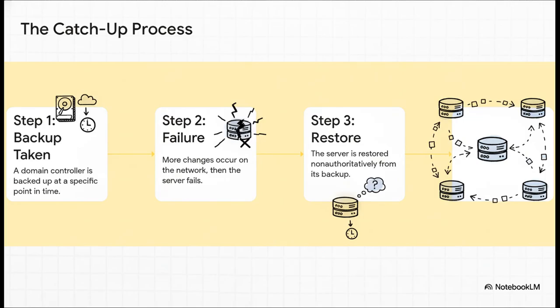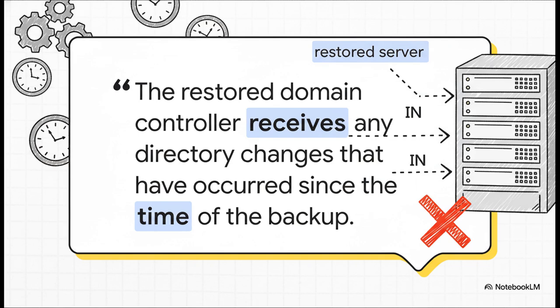And you can see how this plays out right here. Everything's fine, all the servers are in sync, then boom, one of them fails. You restore it from that old backup. As soon as it comes back online, its first job is to call up its replication partners and say, hey, I'm back, but man, I am out of date. And then all the other servers just send over all the changes that happened since that backup was made. Simple as that.